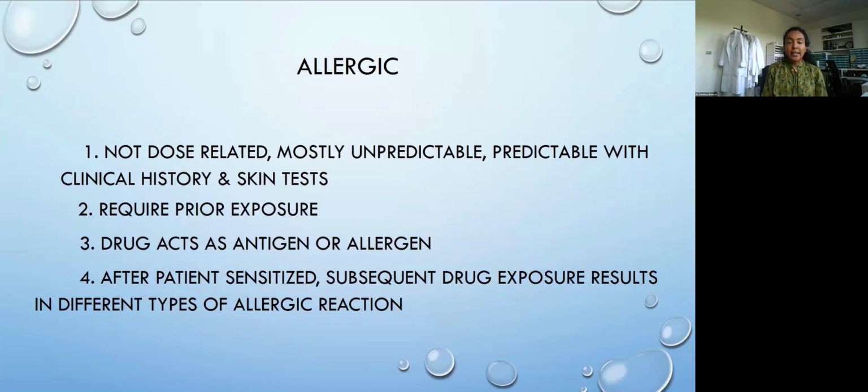The second etiology, or cause, for adverse reactions may be allergic. It may not be dose-related, and allergic responses are mostly unpredictable, but they can be predicted with clinical history and skin tests. Allergic responses require prior exposure, meaning the patient has taken the drug before, and the drug can act as an antigen or an allergen. After the patient is sensitized, subsequent drug exposures may result in different types of allergic reactions.